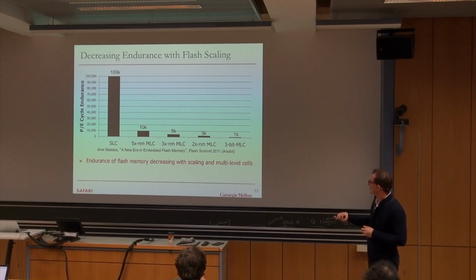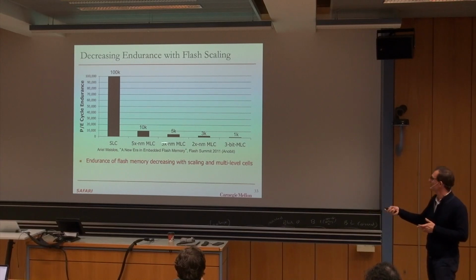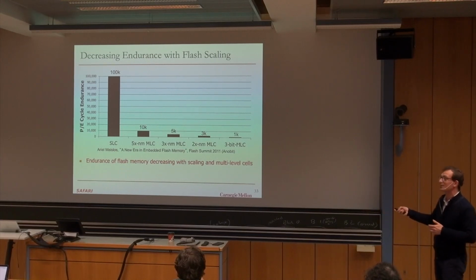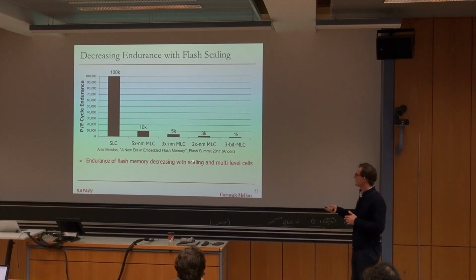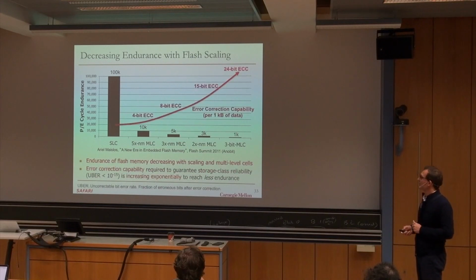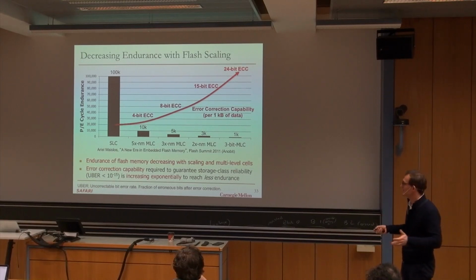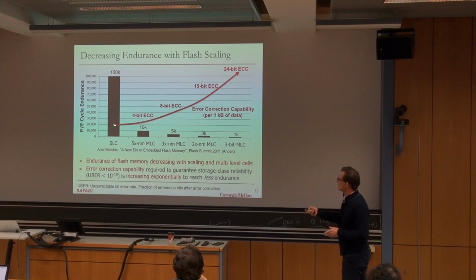This is another view of this. This is again from 2011, but the trends were very clear at that time. This is single level cell, this is 5x nanometer multi-level cell, 3x nanometer multi-level cell, 2x nanometer multi-level cell. You see that endurance is decreasing. And it's 3-bit, so endurance is about 1,000 cycles. So endurance decreases with scaling as well as multi-level cell, as expected. So if you want to, you can add error correction capability. And if you want to guarantee storage class reliability, which is an uncorrectable bit error rate of less than 10 to the minus 15, you actually need to add a lot of ECC.